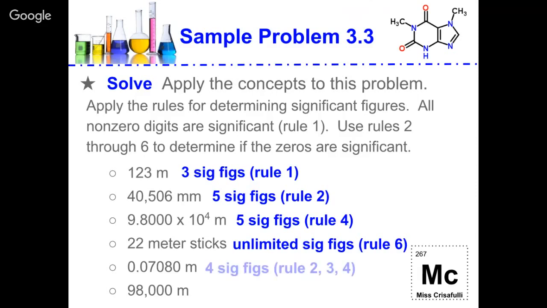0.07080 has 4 significant figures in it. Those 2 zeros in the front, the 0.0, do not count because they are in front of a non-zero digit. And then the last one only has 2 significant figures because there's no decimal point, and the 000 at the end make the number 98,000. So they're just placeholders like rule 5 states.